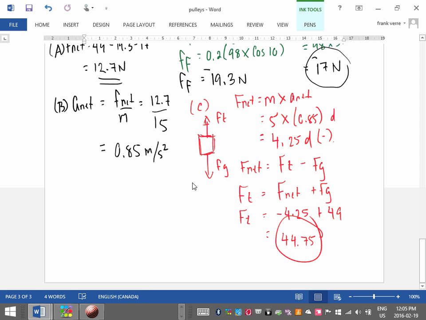And again, does that make sense? Well, yeah, because this is 49 and this is 44.75. This is less than this. So yeah, it's going to go down. Right? It's going to go down. Okay? The end.